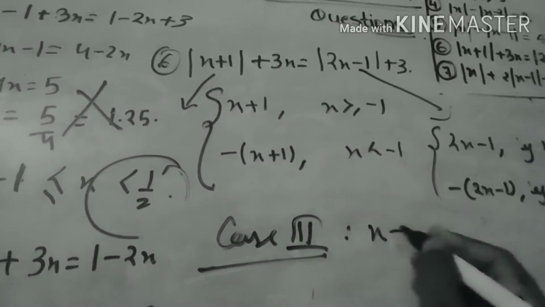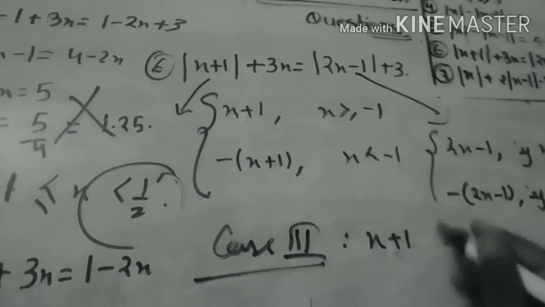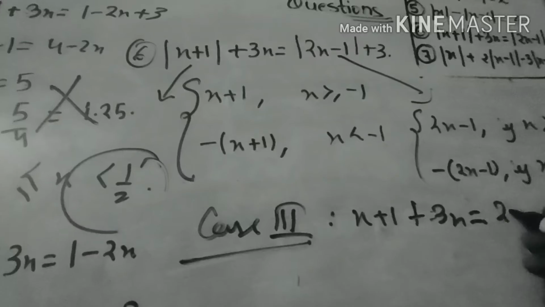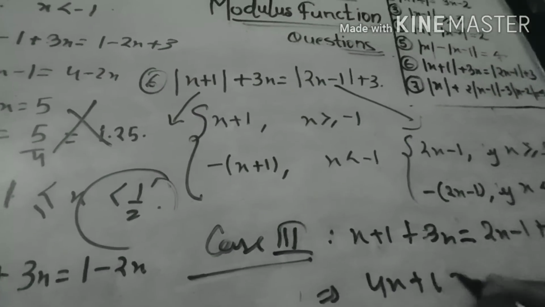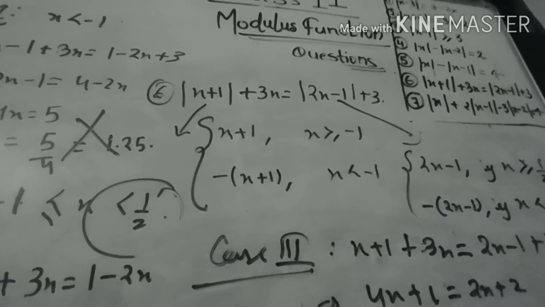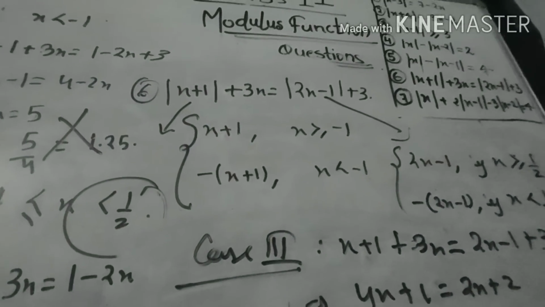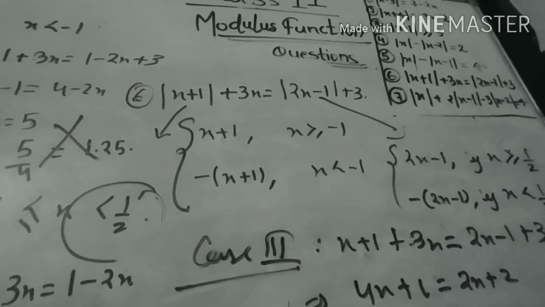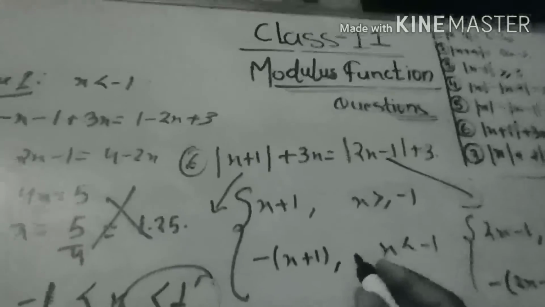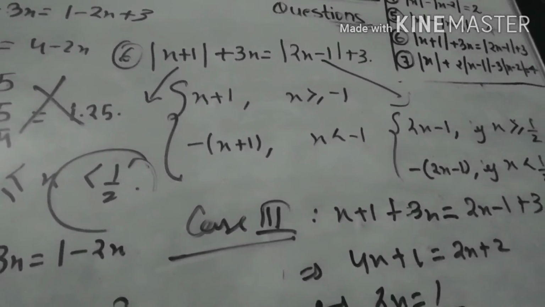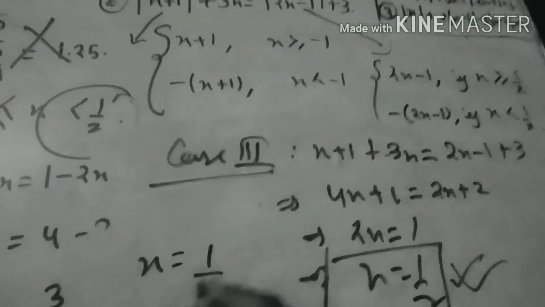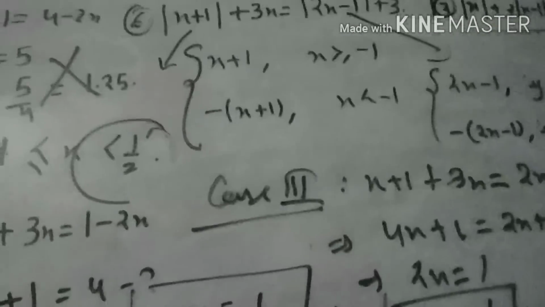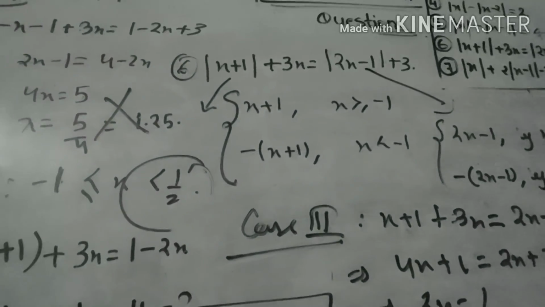Case 3, all will be positive, that is x plus 1 equals 3, x plus 1 plus 3x equals 2x minus 1 plus 3. That will be 4x plus 1 equals 2x plus 2. That will be 2x equals 1, means x equals 1 by 2. So x can be equal to or greater than 1 by 2, which means the value of x will be 1 by 2, and if we put the value, we'll also get the same answer.